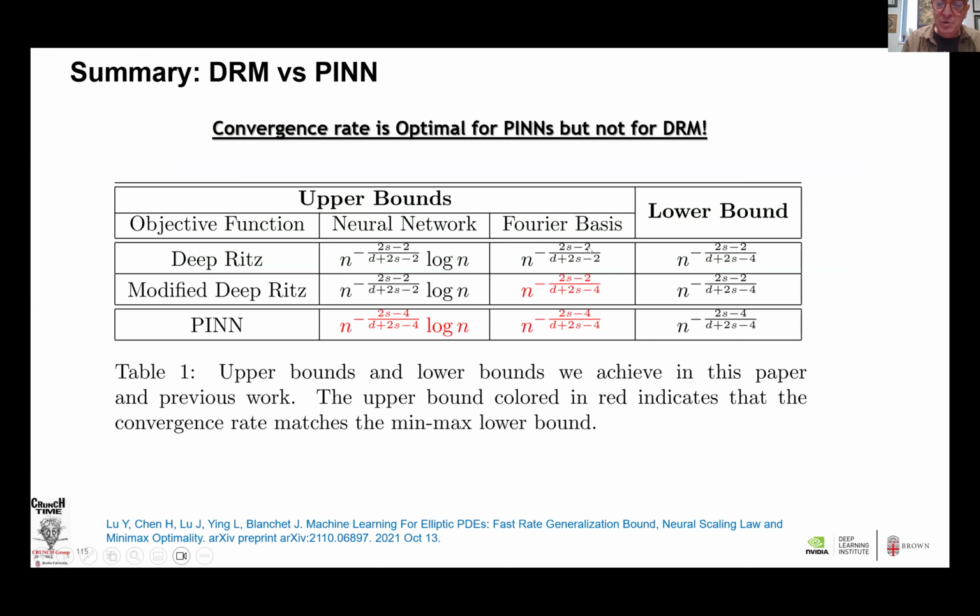It's 2s minus 2. s is the smoothness, right? t is the dimensionality. It's 2s minus 2 for deep Ritz, and 2s minus 4 in PINNs. It doesn't matter what basis, but basically in the PINN it's different. See, obviously you want this to be bigger, right?